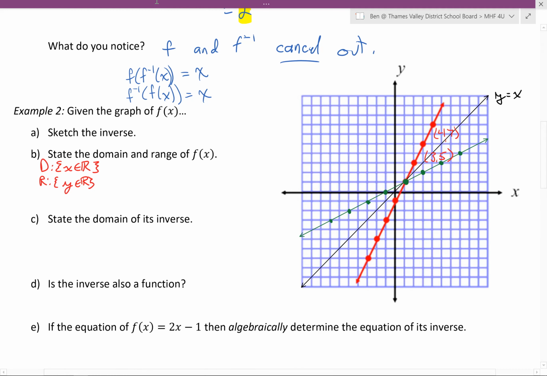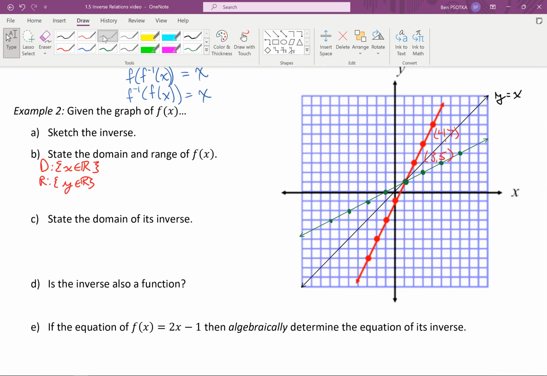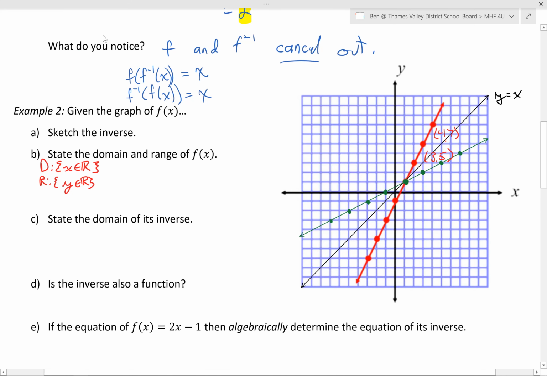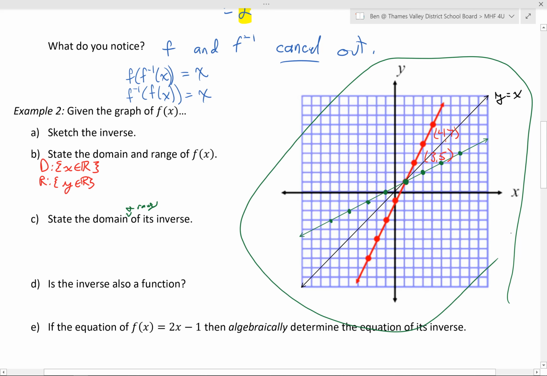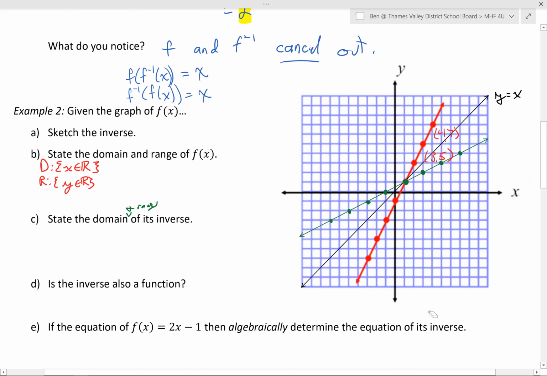Good. Now we want to state the domain and range of the inverse. So again, in this case, you can pause the video here if you would like. Practice it. Try it out on your own. But I'm going to write the answers right here. Our domain, again, x is an element of the reals, and our range is y is an element of the reals.